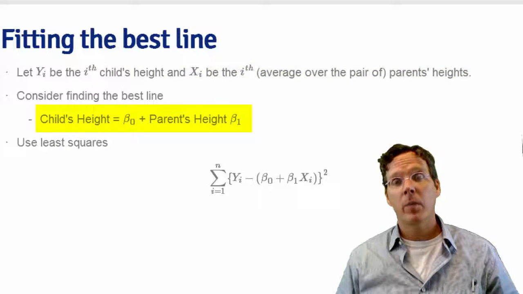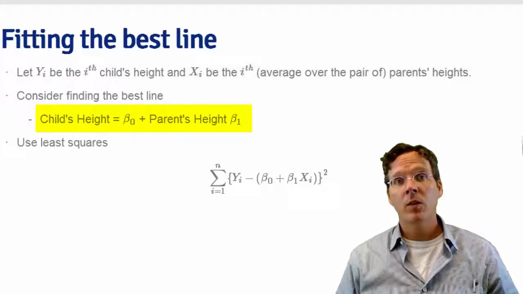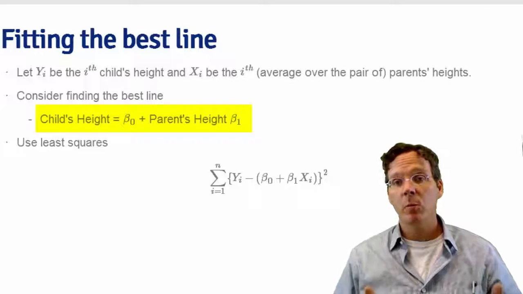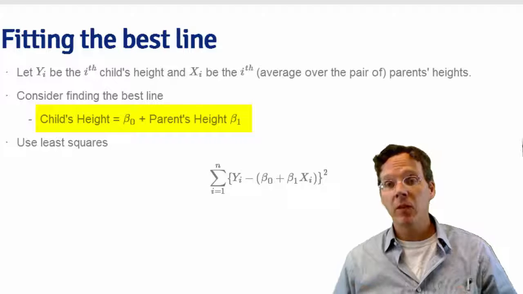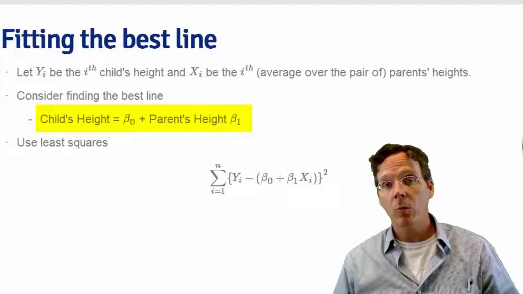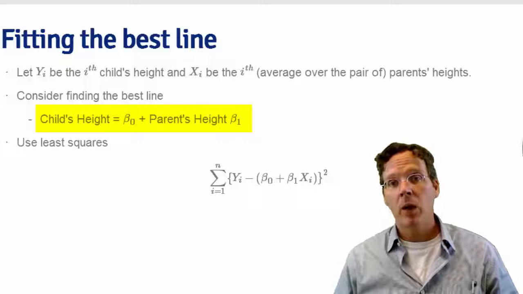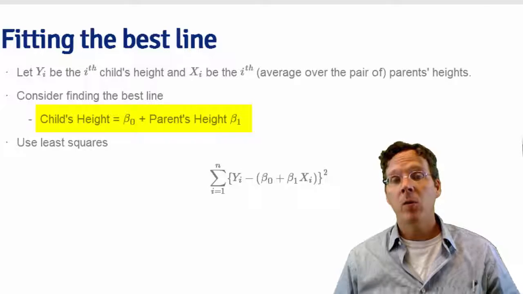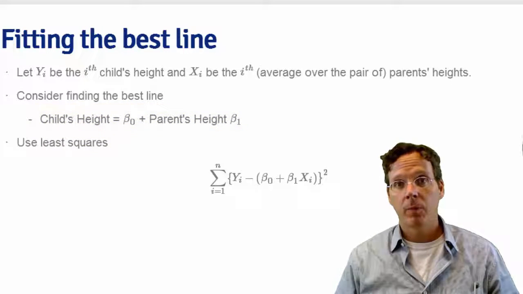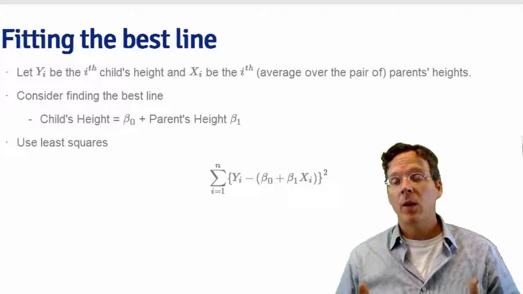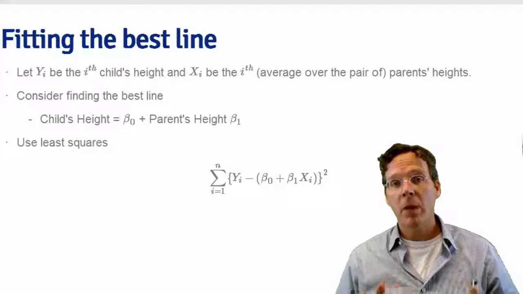Now we want to find the best line, where we want the line to look like child's height is an intercept, which we'll label beta naught, plus the parent's height times a slope, which we'll label beta 1. So beta naught and beta 1 are parameters that we would like to know, but we don't know. Well, we need a criterion for the term best. We need to figure out what we mean by the best line that fits the data.